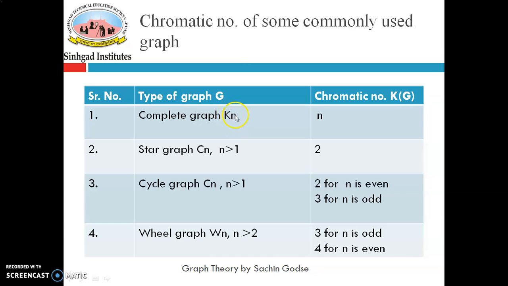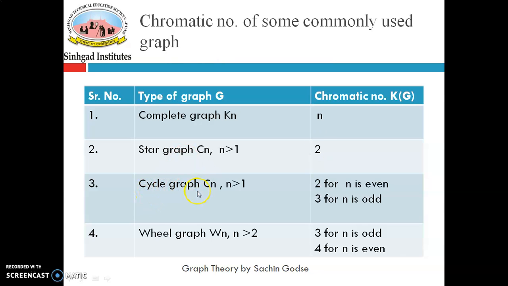Suppose you take a K5 graph, which means a complete graph with 5 vertices. In that case we require 5 colors. In the same way, K2 will require 2, K3 will require 3, likewise. Then the star graph Cn, we'll see in the next slide the actual graph. Where n is greater than 1, the chromatic number for this will be 2 for the star graph.